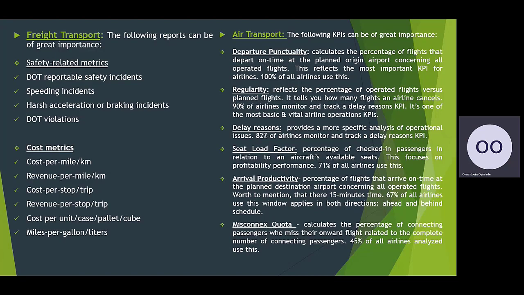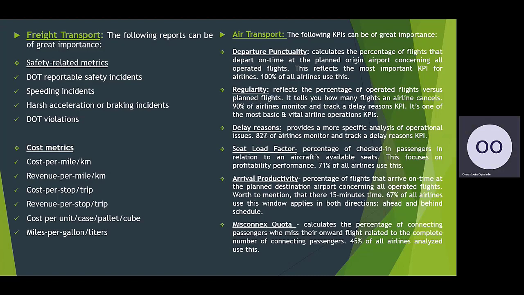So if it's meant to carry maybe 200 people on board, and at the end of the day it's only carrying 100, you can see that for that trip, it's not profitable for such an airline.